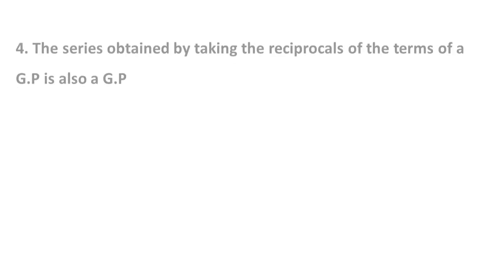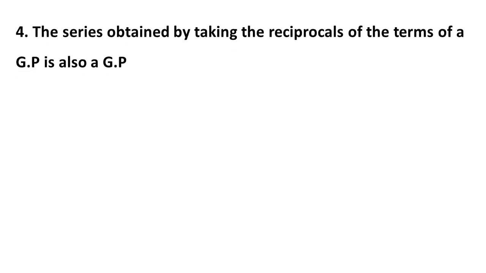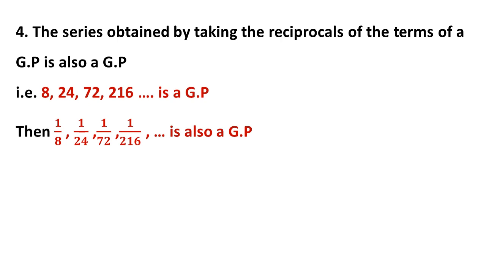The fourth property is, the series obtained by taking the reciprocals of the terms of a GP is also a GP. Consider an example: 8, 24, 72, 216 and so on. These terms are in GP. If you take the reciprocal of these terms as 1 by 8, 1 by 24, 1 by 72 and so on, these terms are also in GP.